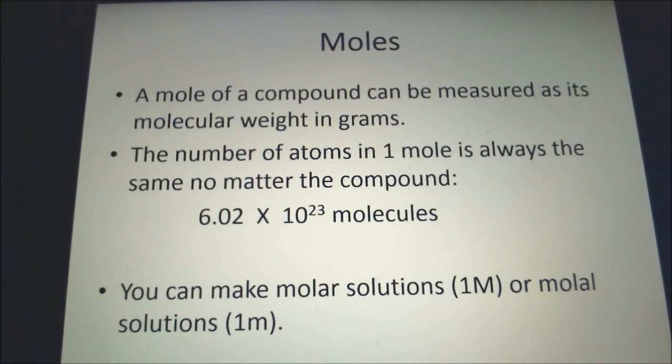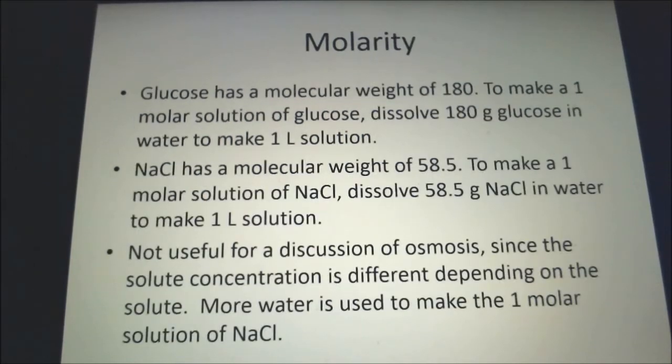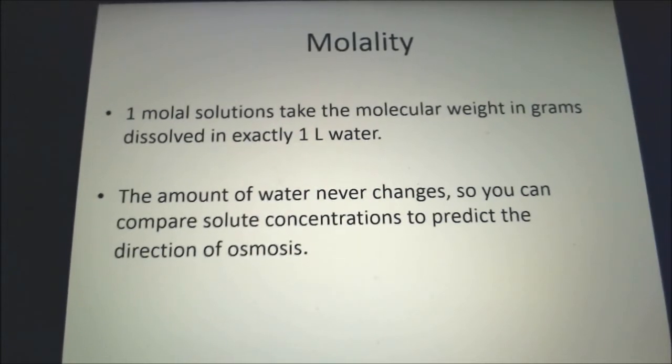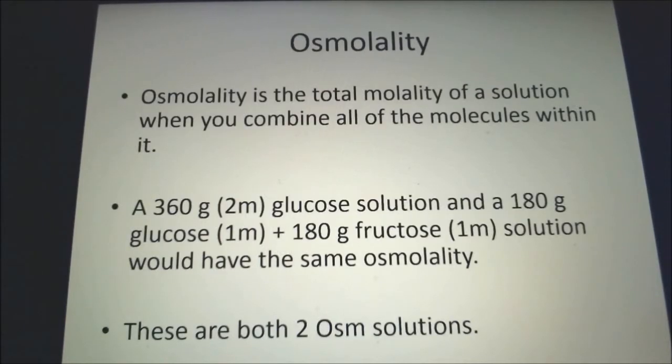Know what a mole is. It's a gram atomic weight. Know how to calculate a molar or molal solution. Molarity, molar, is 1 gram atomic weight with enough fluid or solution to make 1 liter. Molality is 1 gram atomic weight plus 1 liter. That's what we normally use because it's more accurate. Osmolality, remember, is your molality times your ionization.